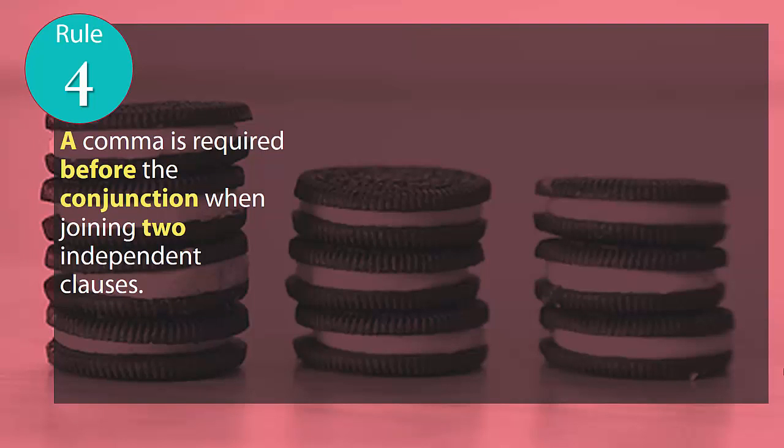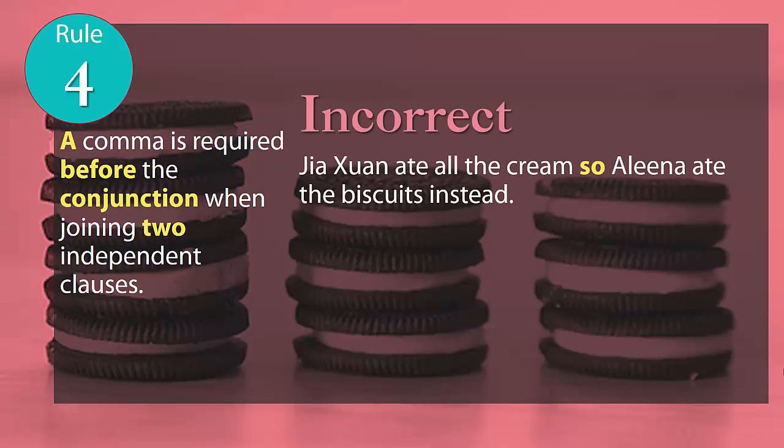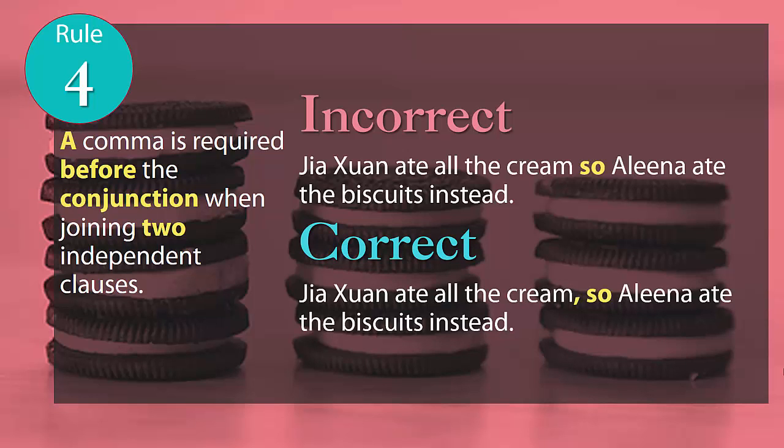Rule number 4. A comma is required before the conjunction when joining 2 independent clauses. Independent means they can stand on their own. For example, Xiaxuan ate all the cream, so Alina ate the biscuits instead. Okay, so you need a comma for that. So the correct one will be with a comma in front of so.